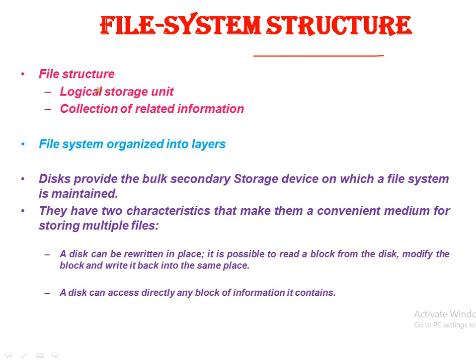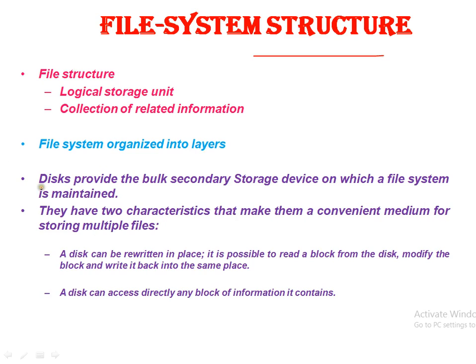File system structure is nothing but a logical storage unit. It is nothing but a collection of related information. A file structure is a logical storage unit and also a collection of related information. File system is organized into different layers. What are those? We'll see in upcoming slides.